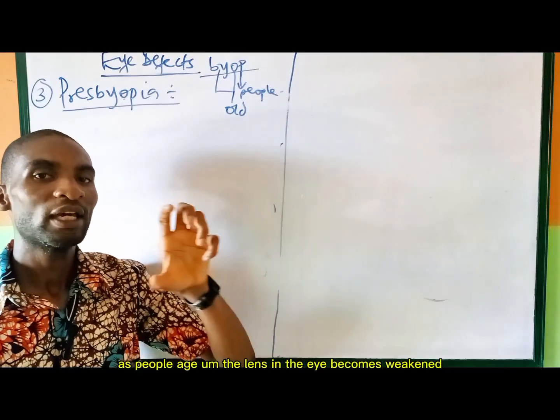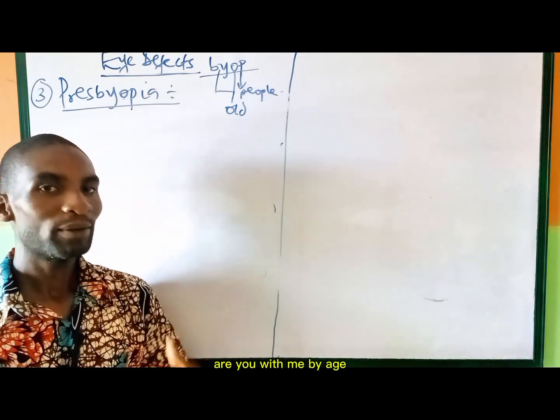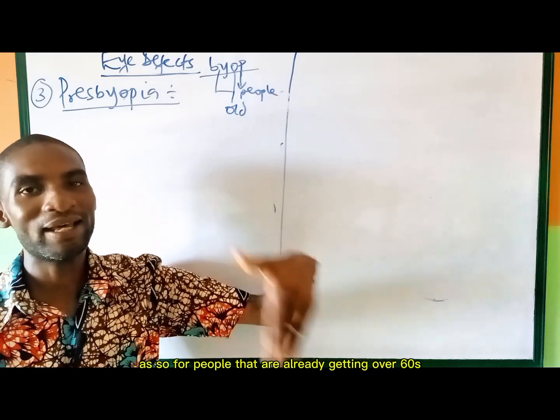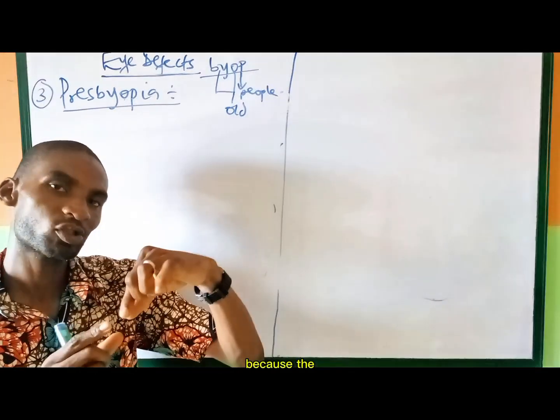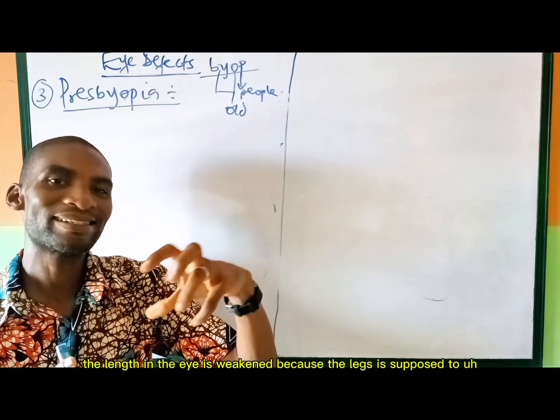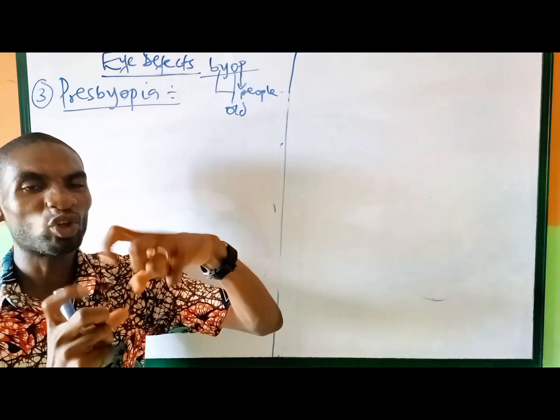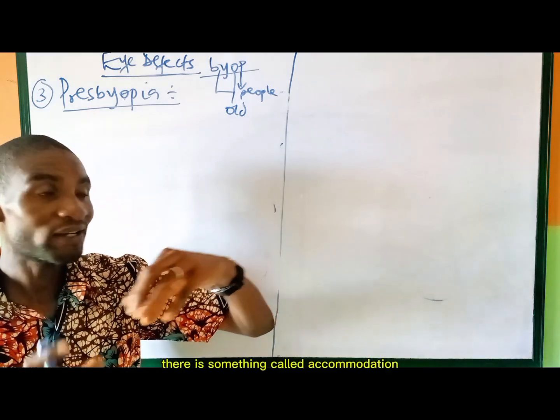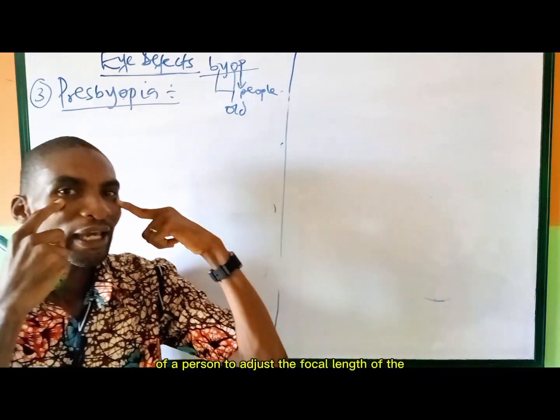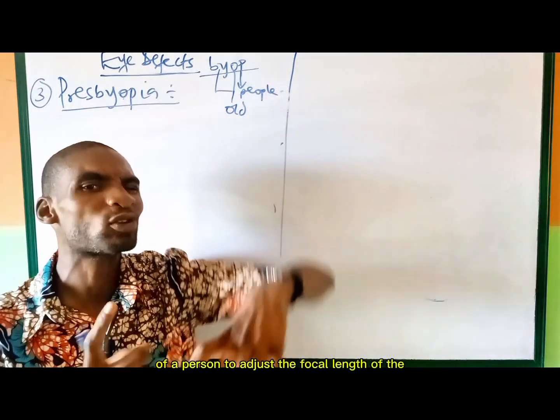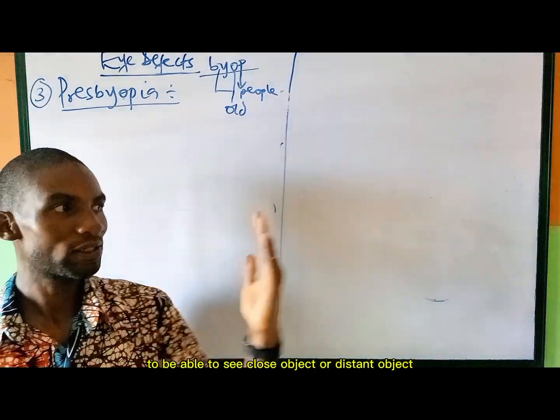As people age, the lens in the eye becomes weakened. Are you with me? By age. So people that are already getting over their 60s, 70s are prone to having this. Why? Because the lens in the eye is weakened. The lens is supposed to contract and relax. There is something called accommodation. Accommodation is the ability of a person to adjust the focal length of the lens inside the eye to be able to see close objects or distant objects.